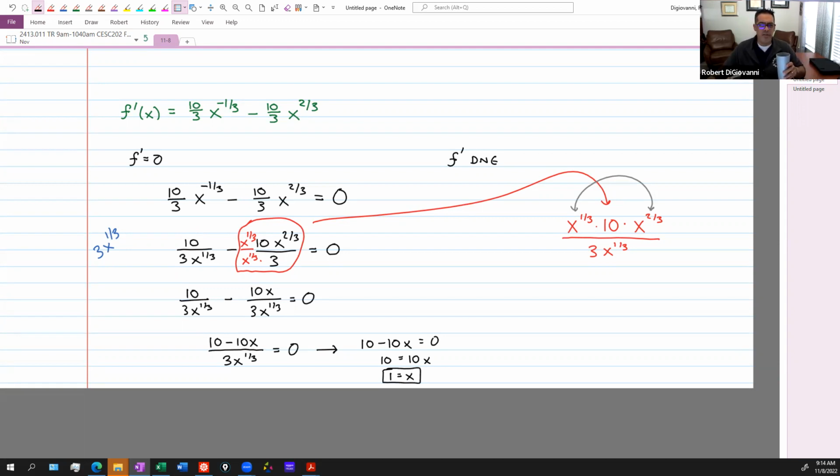Y'all hang tight. I'm just going to go get a cough drop real quick. While I'm doing that, why don't y'all think about where the derivative would not exist, right? Look at that derivative. Think about where it possibly would not exist. And I'll come back and I'll ask y'all what you think.